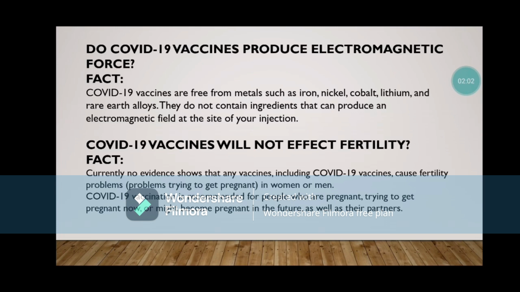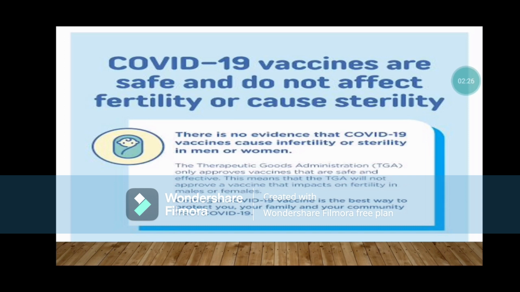Number 7. COVID-19 vaccines will not affect fertility. Fact. Currently, no evidence shows that any vaccines, including COVID-19 vaccines, cause fertility problems in men or women. COVID-19 vaccination is recommended for people who are pregnant, trying to get pregnant now, or might become pregnant in the future, as well as their partners, to make their systems immune. COVID-19 vaccines are safe and do not affect fertility or cause sterility.